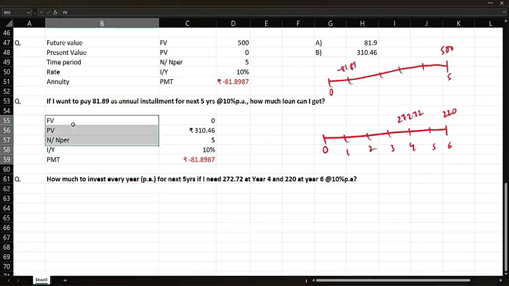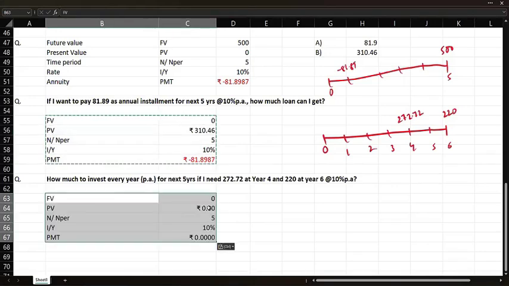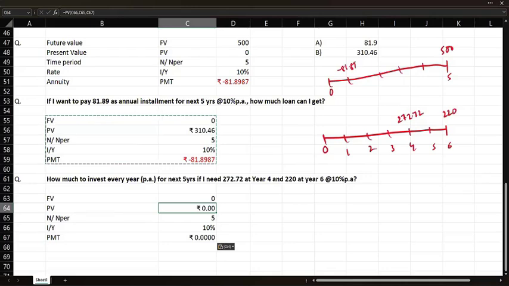I'll just repeat what we were doing. Okay. So first, let me explain the problem. What are we doing here? This time you are confused because you have two amounts to reach, 220 and 272.72. So what are we supposed to fill in the future value? That is the first question that I believe you are facing.